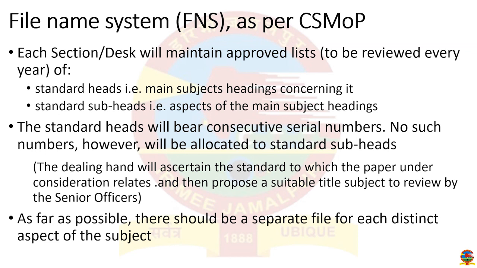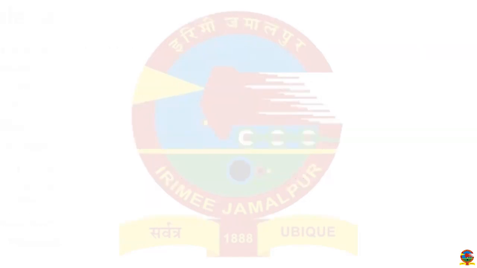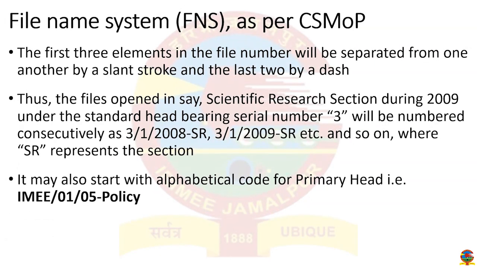The subheads will have different numbers, probably 2 digit. As far as possible, there should be a separate file for each distinct aspect of the subject. The first three elements in the file number will be separated from one another by a slant stroke or slash, and the last two by a dash. For example, the standard head bearing serial number 3, followed by a subhead serial number 1, of year 2008. These three elements will be separated by the section by a dash, which is SR.